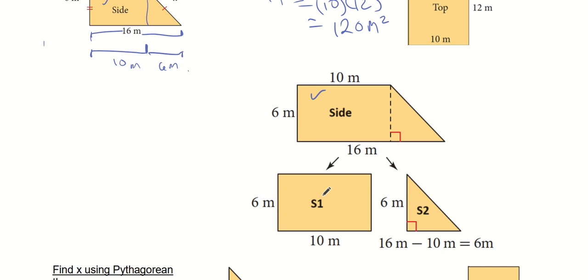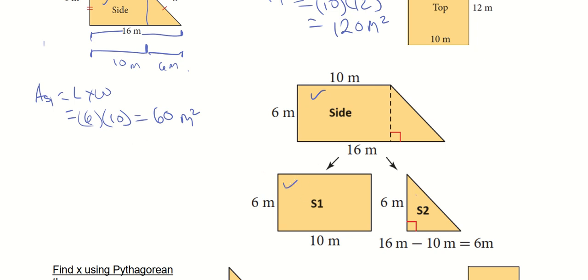So the first thing to do, we're going to calculate these two, and then we're going to add them together. Let's do the area for S1. I believe it's S1, and that will be the easier part. Length times width, and that's going to be 6 times 10. That gives us 60 meters squared. That was easy, so that's done.